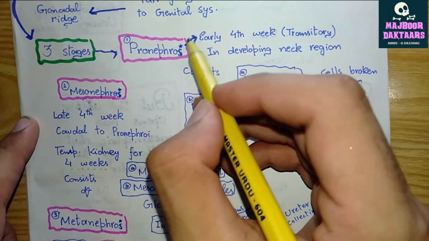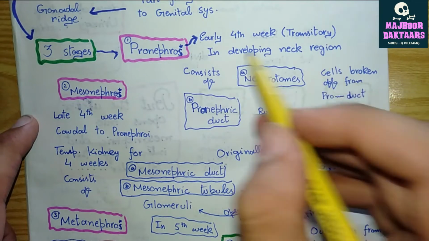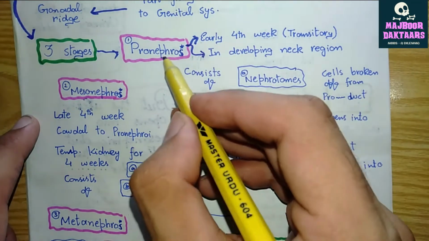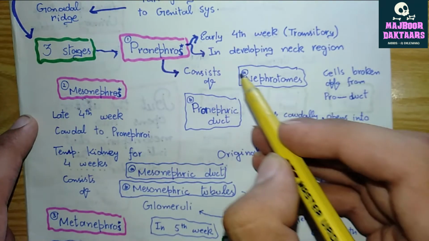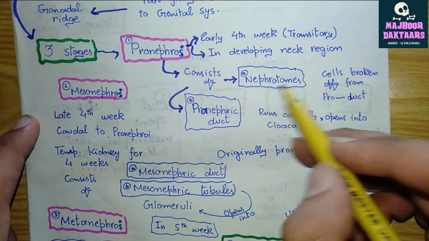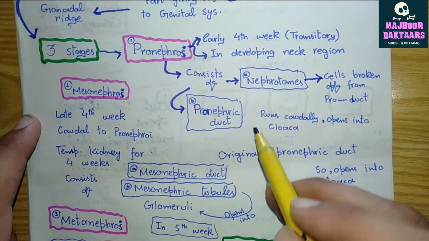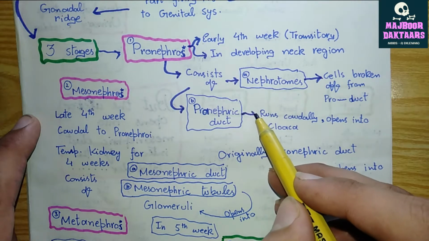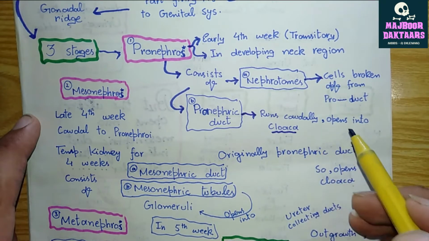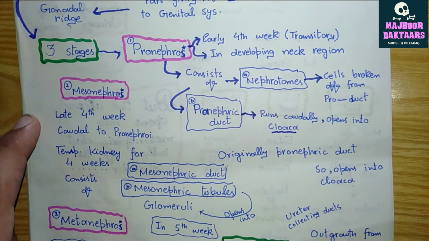The pronephros part of the nephrogenic cord starts developing in the early 4th week and is a transitory stage. It develops in the neck region of the embryo, and it consists of two parts, the nephrotomes and the pronephric duct. Nephrotomes are the cells broken off from the pronephric duct, while the pronephric duct is a duct which runs caudally and opens into the cloaca, which is a chamber common to the hindgut and the alimentary canal.